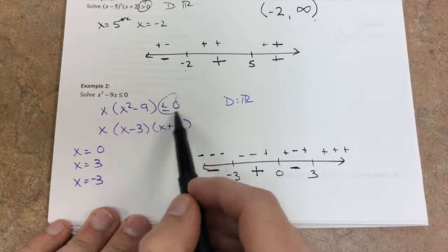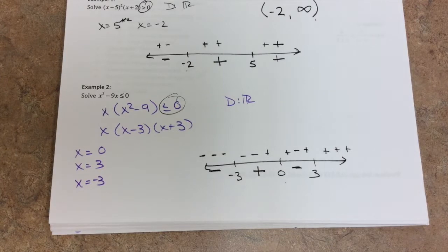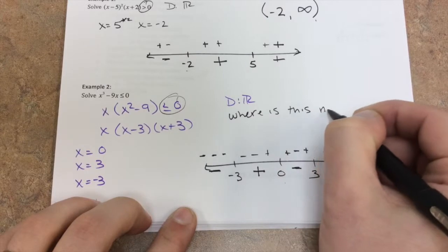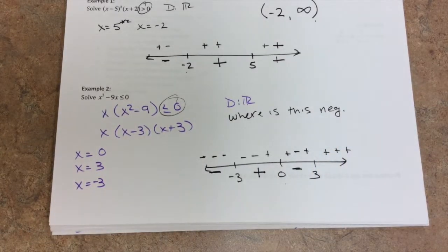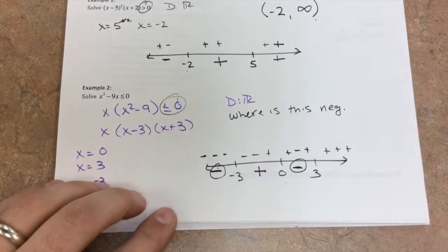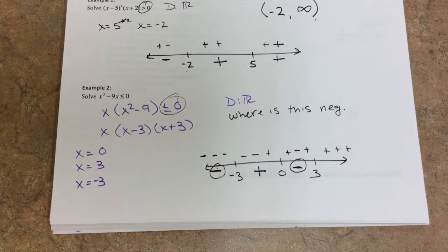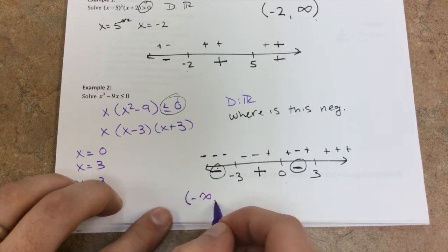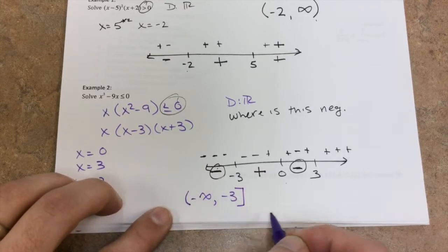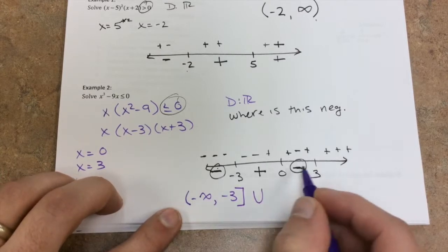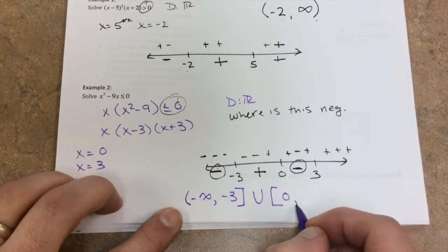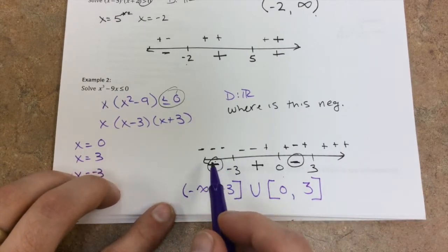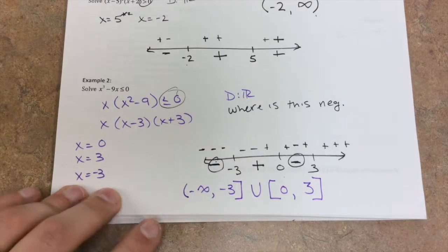So I want to know, where is this less than or equal to 0, or where is this negative? We can see we have a negative here and a negative here. The way we're going to write that is from negative infinity to negative 3, bracket, because we're including it, union, because we're joining the 2, and then bracket, 0, 3, bracket. This is our inequality. That is where this polynomial is negative.